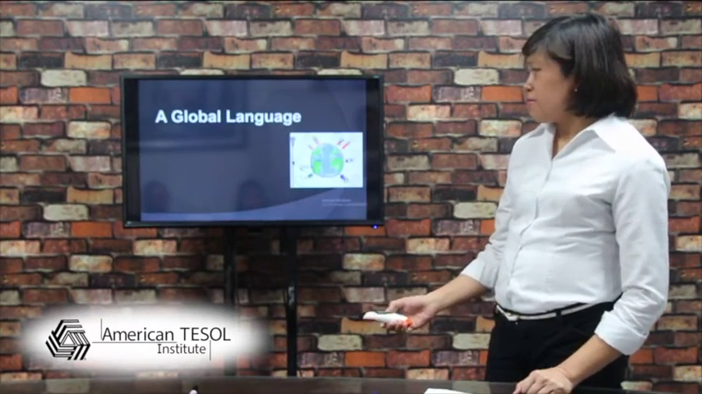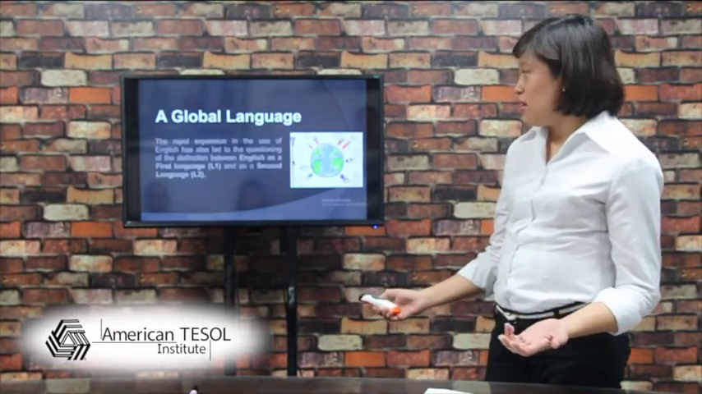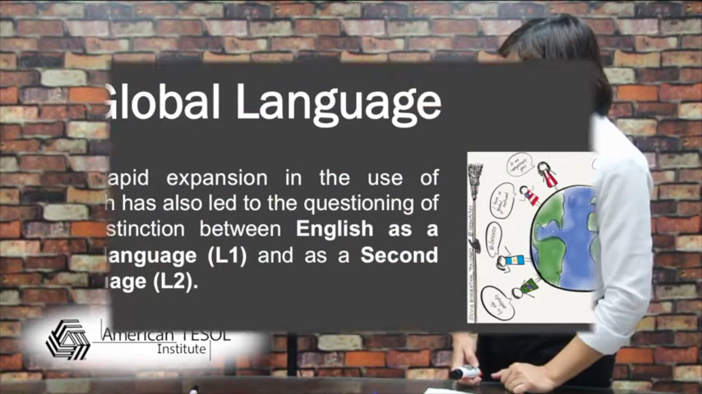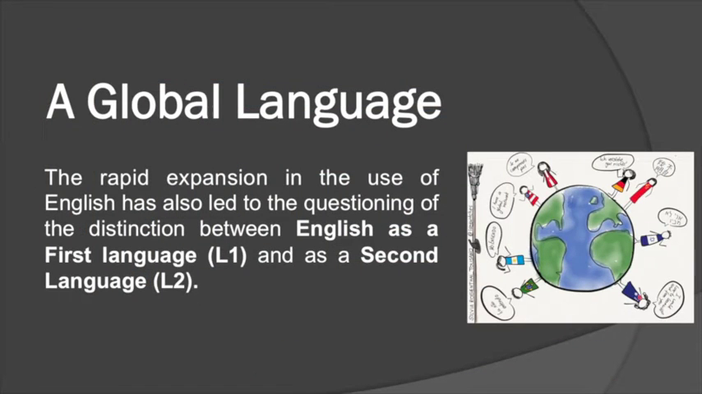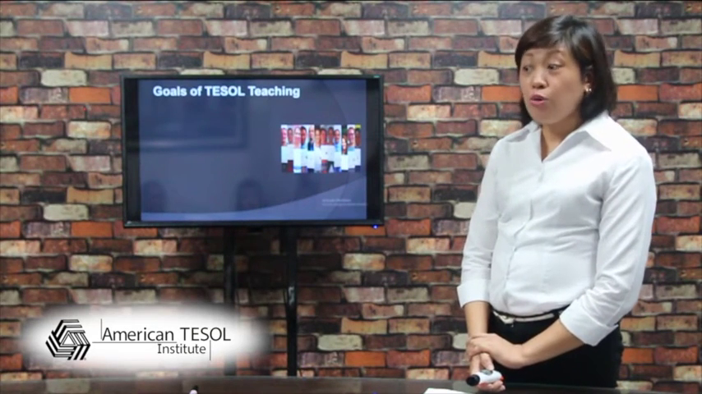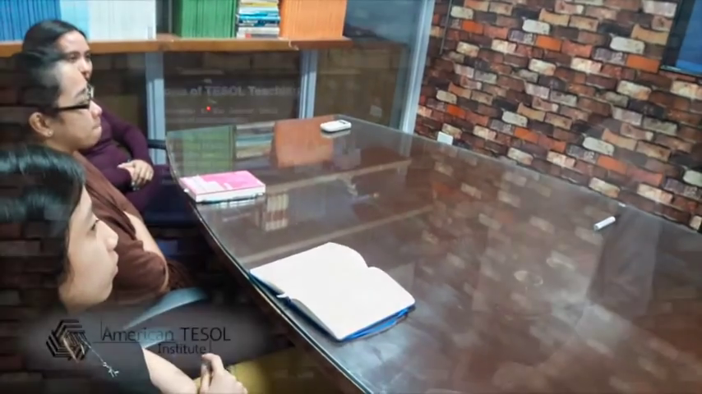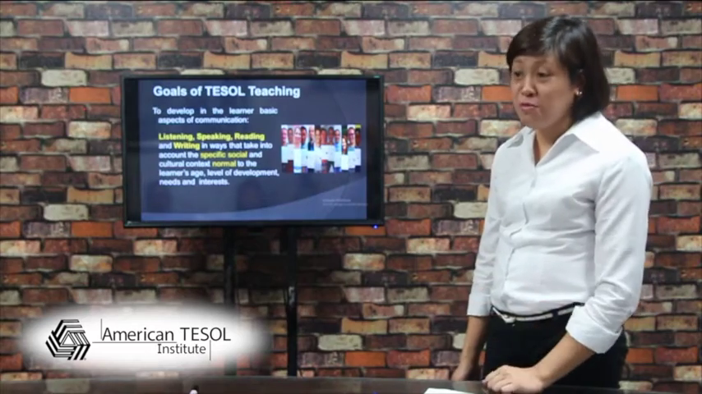Now, English is a global language, right? So its rapid expansion has led to the questioning between, is it an ESL, a first language, or is it a second language? Now, as teachers, what are our goals in teaching English? Okay? For them to be able to communicate. Exactly. So the ultimate goal of teaching English is for communication.